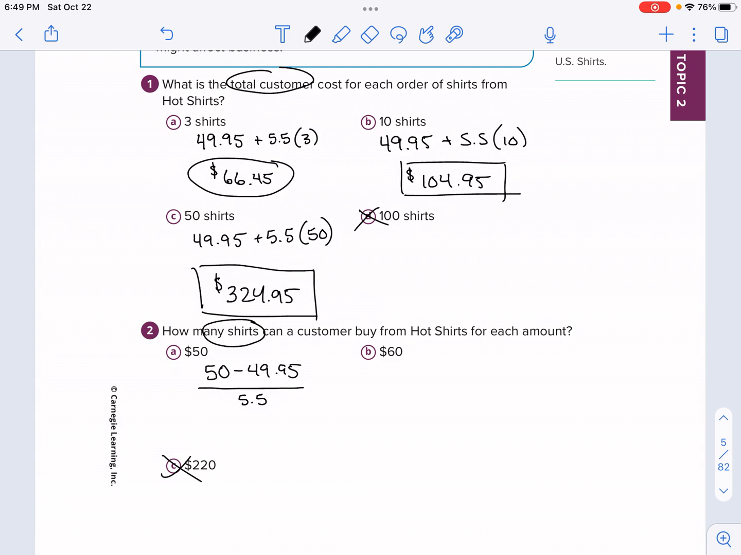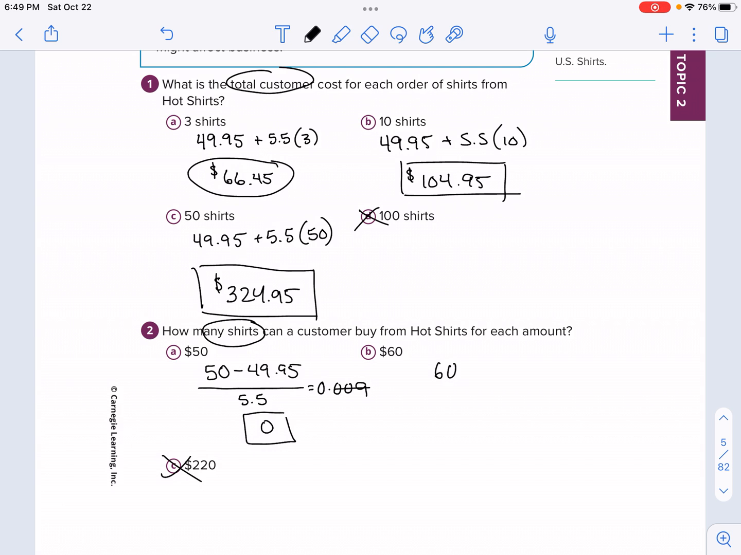Now, if you put this into your calculator, it's going to be 0.009. You cannot purchase 9/1000ths of a shirt. We typically ignore our remainder. So this is 0 shirts. With $50, you can't actually purchase a shirt. Okay. Let's go to the next one.